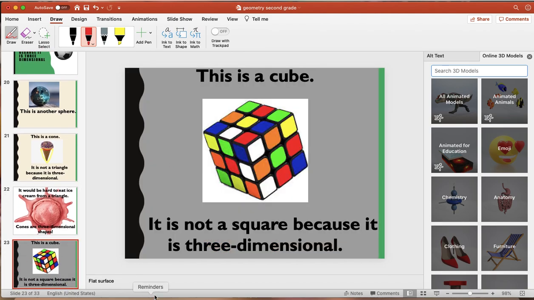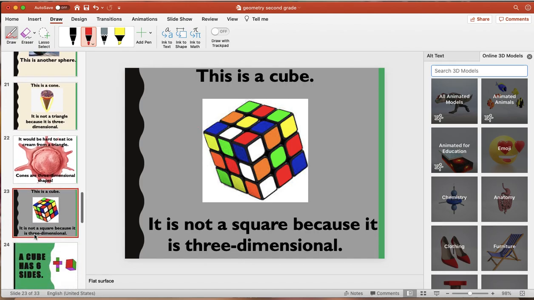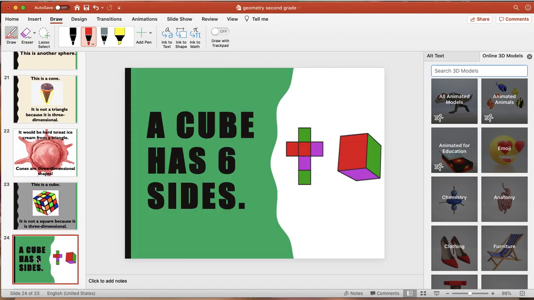Okay, we're moving on to cube. A cube, you may say, oh, it looks like a square, but it's not a square because this is also three-dimensional. A cube has a flat surface. It's not curved like a sphere. And a cube has 6 sides. So this is a cube in 3D.